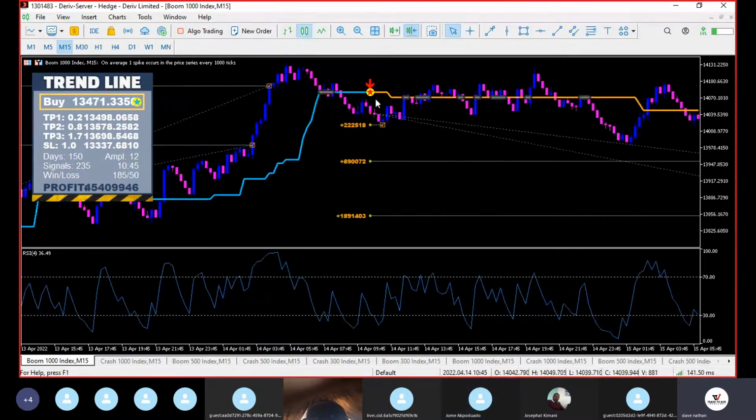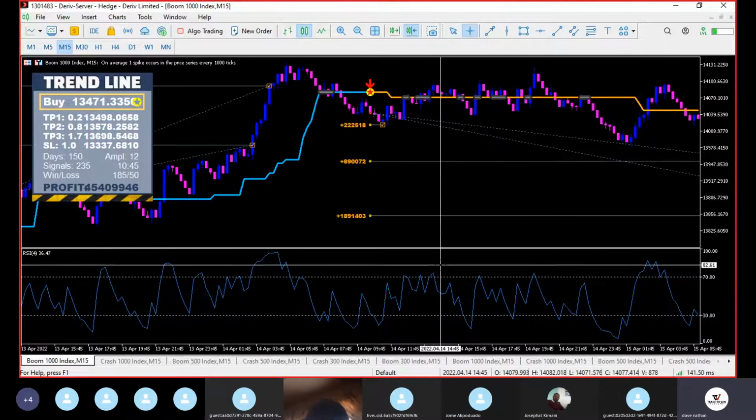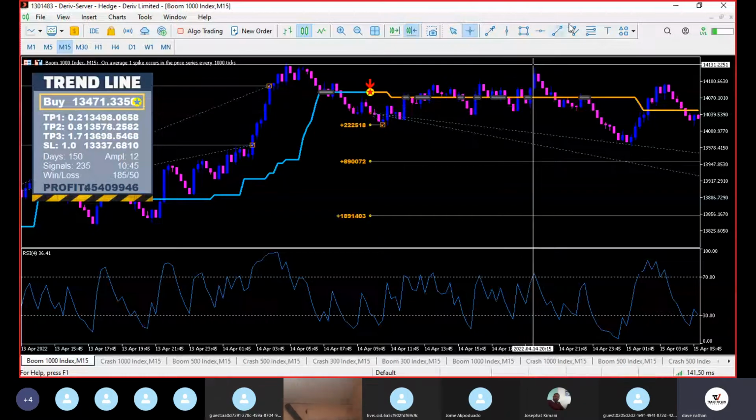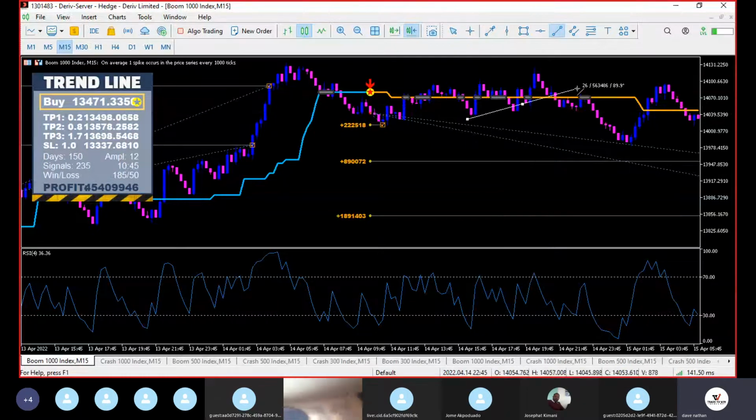So this is where we had our sell setup. A lot of signals crossing. So you can just possibly, like I said, wait for that diagonal breakout so that you are trading below it, and so you can take your sell at the breakout.